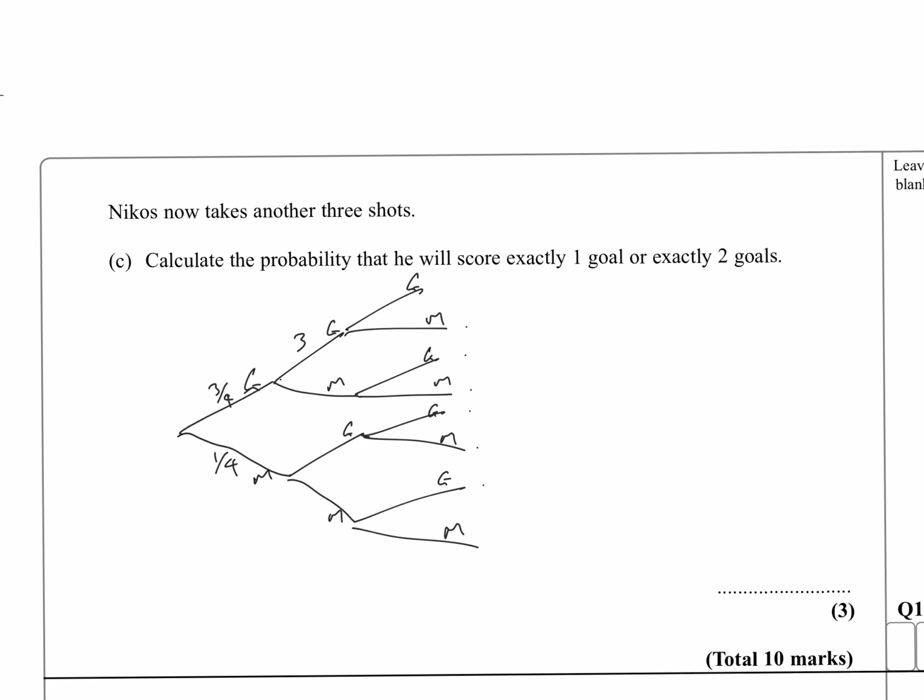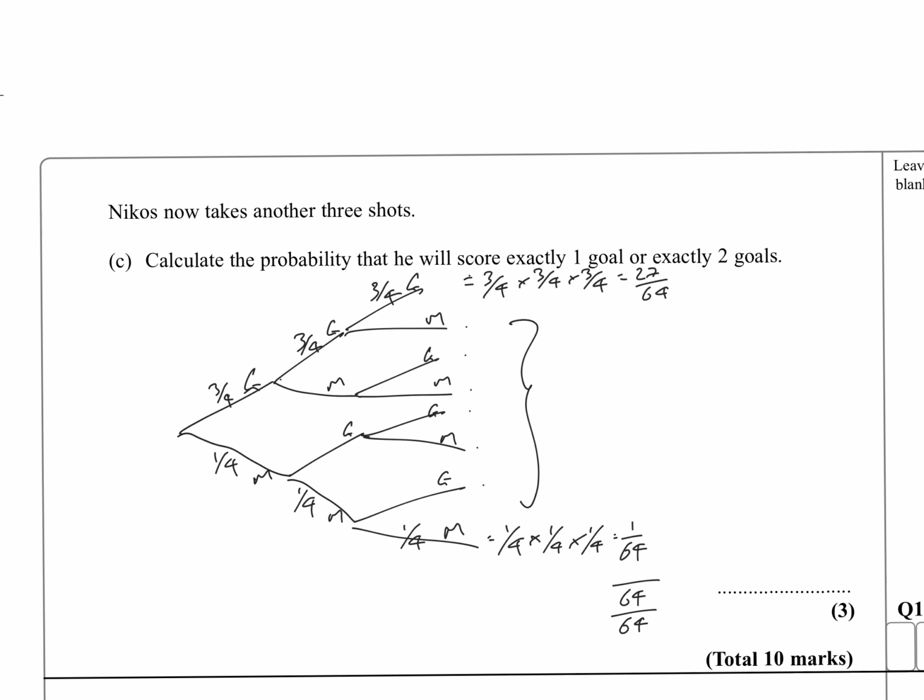The quicker way to do it is actually to say, well, I could work out these ones. So that equals 3/4 times 3/4 times 3/4, so that's 27/64. And I can work out a miss and a miss and a miss. So that's 1/4 times 1/4 times 1/4, which is 1/64. And then because I know that they all add up to 64/64, I can say the ones that I want, without doing any extra working, is 1 minus these two, which is just a little bit quicker.